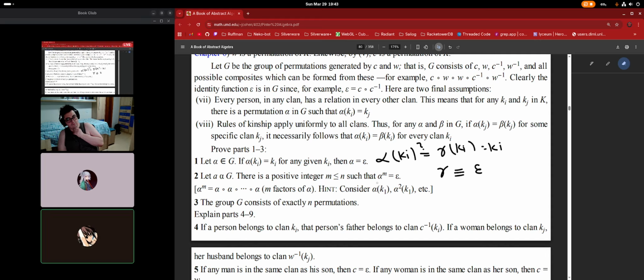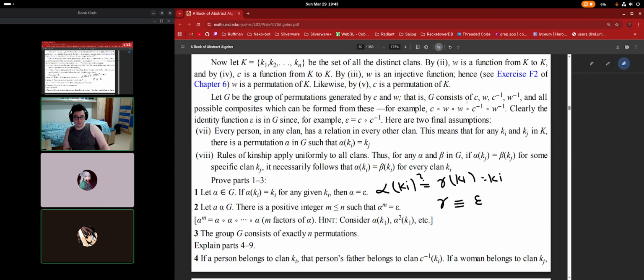And intuitively, I think that follows from the fact that you can navigate from every element of every clan to every other clan by a composition of functions, but I'm not sure how to state it formally. Oh, but it must be the same function. That's kind of the problem. Yes. So you have an alpha, and we know alpha must be generated out of C, W, and their inverses. We know that.